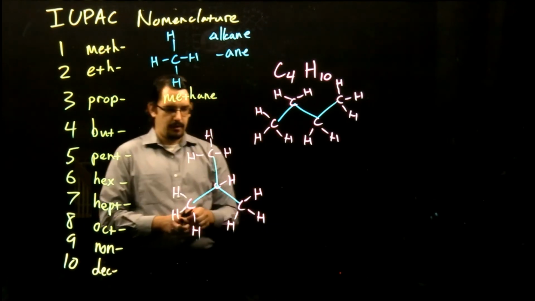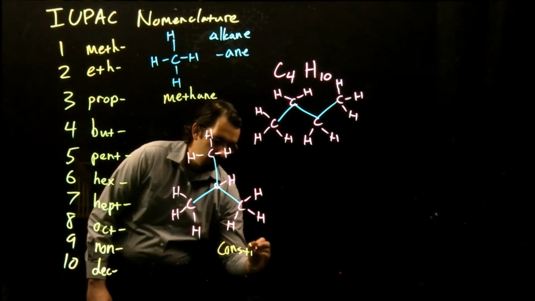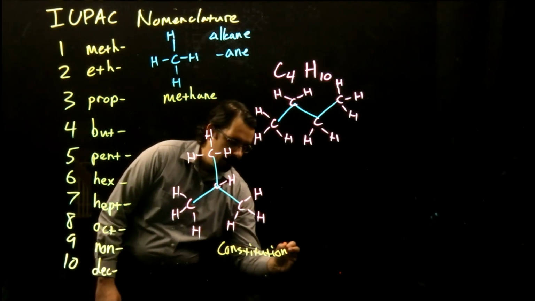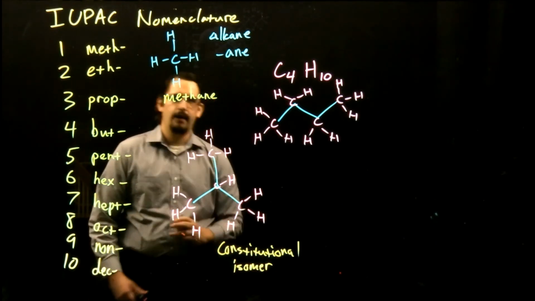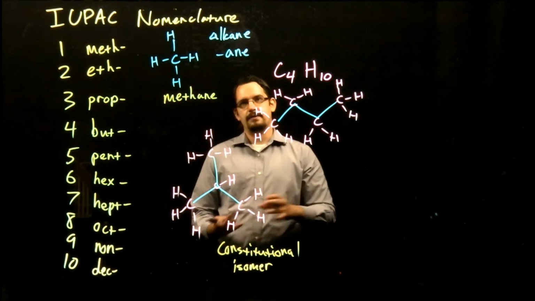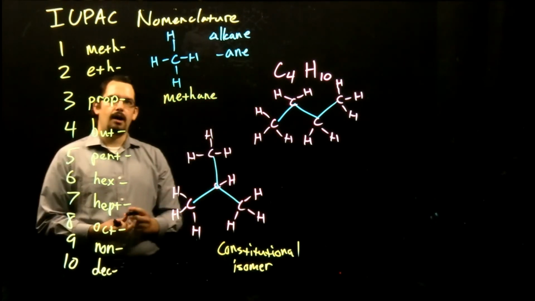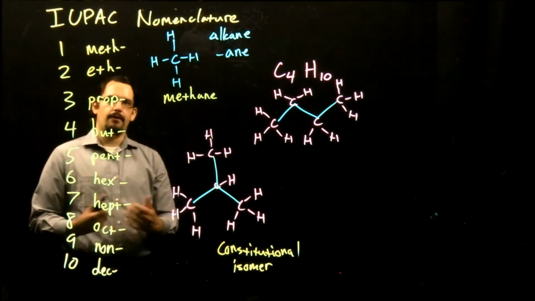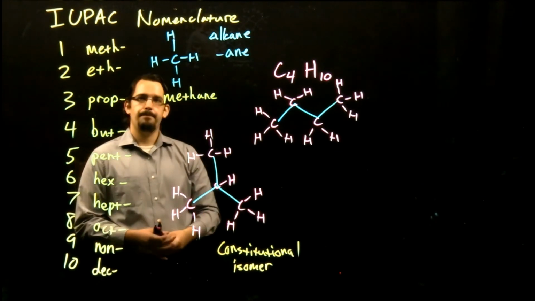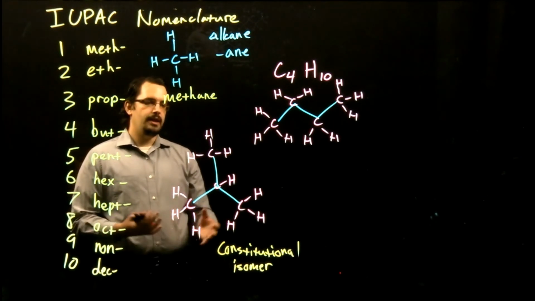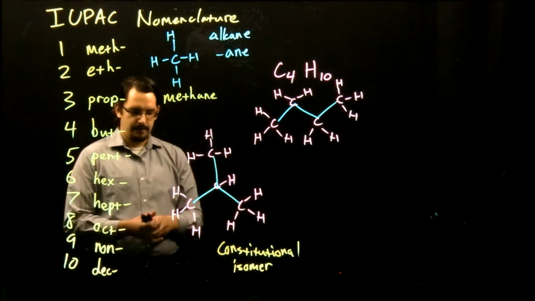So this right here is what we call a constitutional isomer, or structural isomer. This refers to a molecule that has the same formula as another molecule, but differs in how our atoms are connected together. Here we have that central carbon that's bonded to our 3 other carbons. Here we have all of our carbons bonded in sequence. So with our nomenclature, we need a method to distinguish between these 2 different isomers.